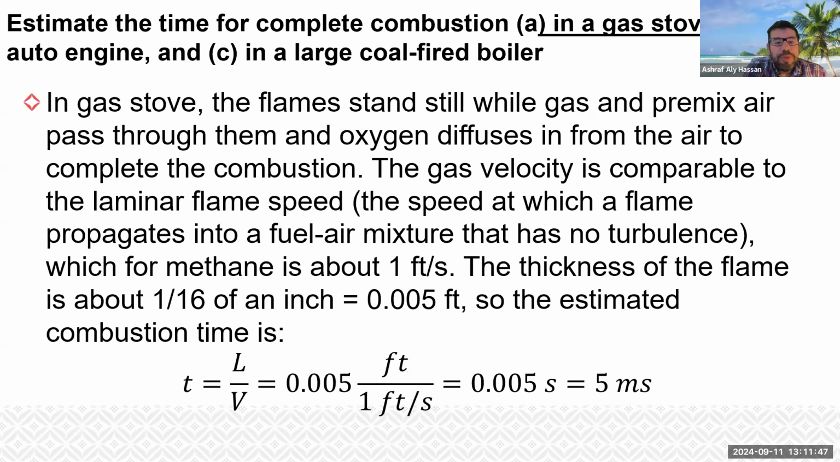In a gas stove, the flames stand still while the gas premix air passes through them and oxygen diffuses in from the air and completes combustion. So basically, the cylinder that you put at home is just the fuel. It does not really have any air. So where is the air coming from? The air is coming in the line and it premixes inside the stove itself with the fuel to burn really where you have the flame, where you put your pot for cooking.